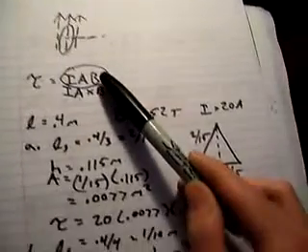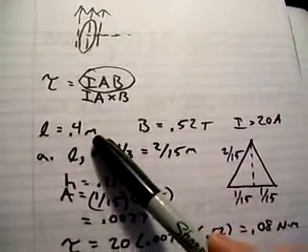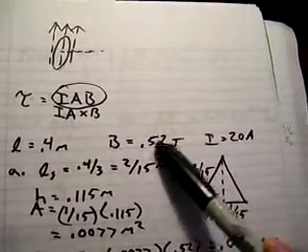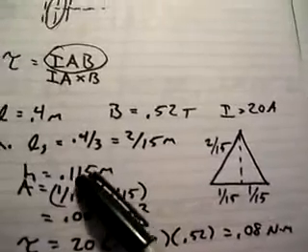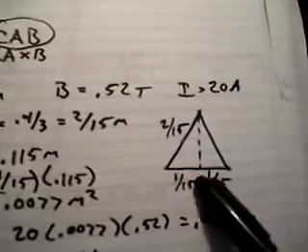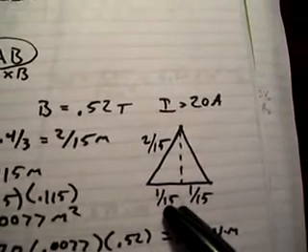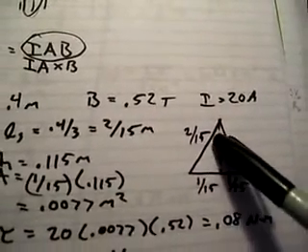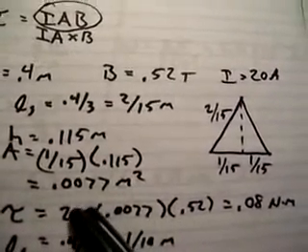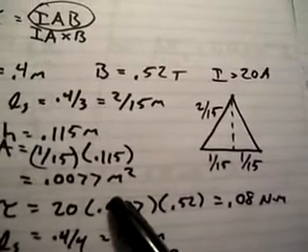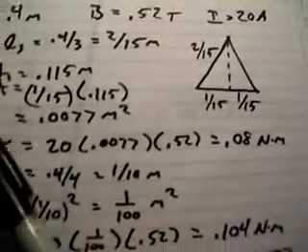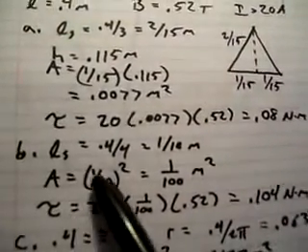We can use this one. They give us a length of the wire, and they give us the magnetic field, and they give us the current. So just using geometry, we can find the length of each side. We can get the area of the triangle, 1/2 of the base, which is 1 over 15. Use Pythagorean theorem to get the value of the height, and we can get the area, and then just plug it right into the equation. The current times the area times magnetic field equals 0.08 newton meters. Torque.